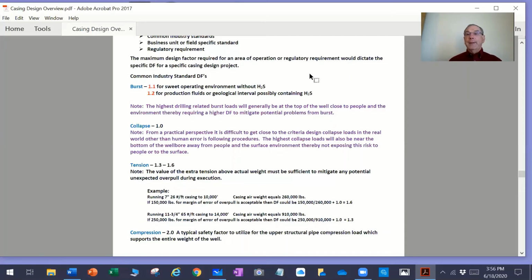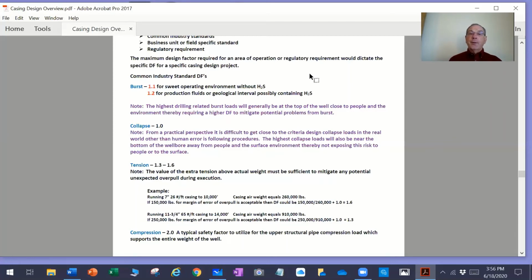And we can't always design for the absolute human error and having 0 inside of all casing strings. We just don't do that. So the highest collapse loads will also be near the bottom of a wellbore, away from people and the surface environment. So therefore, it won't be exposing this risk to people or to the surface. If something were to happen from collapse, it's going to be away from people, and it's going to be at the bottom of the wellbore.